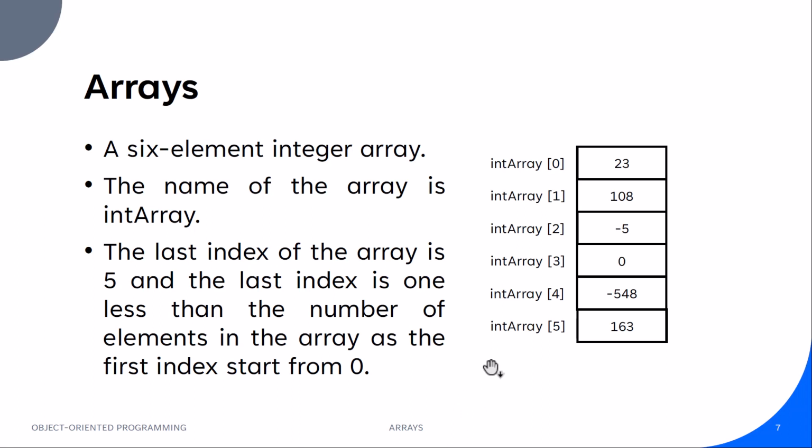And here is a 6-element integer array. The name of the array is int array, and the last index of the array is 5. The last index is 1 less than the number of elements in the array, as the first index starts from 0. So this is a 6-element integer array, and the last index is 5, starting with the first index from 0.